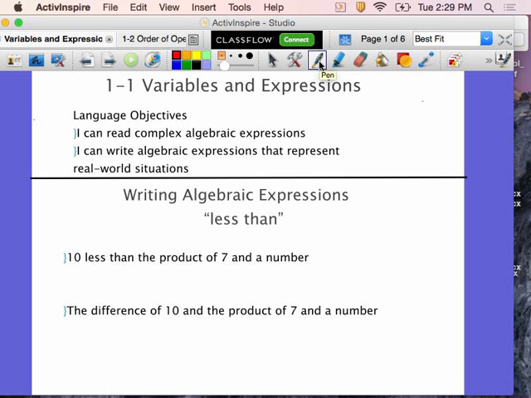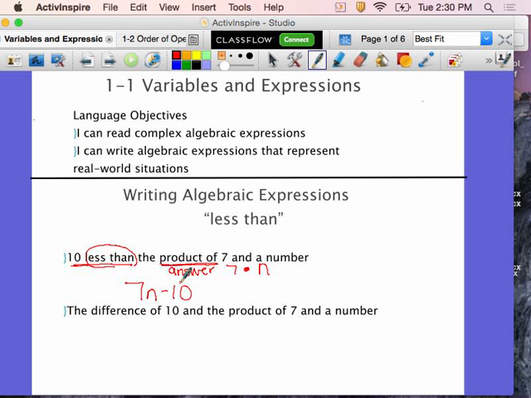So, for example, in this first one, it says 10 less than the product of 7 and a number. And it's also got the product of. Product means the answer of 7 times a number, and we'll just pick n. So I'm taking 10 away from an answer, which means I need to do this multiplication first. And then, since it says less than, this is my amount, and I have 10 less than that product. So it would be written 7n, take away 10.